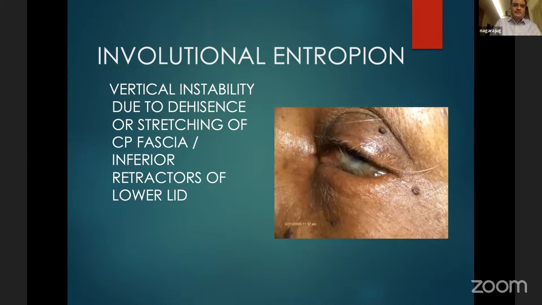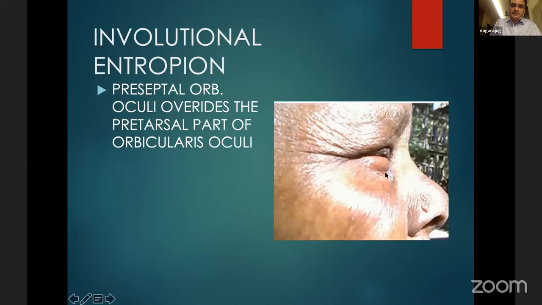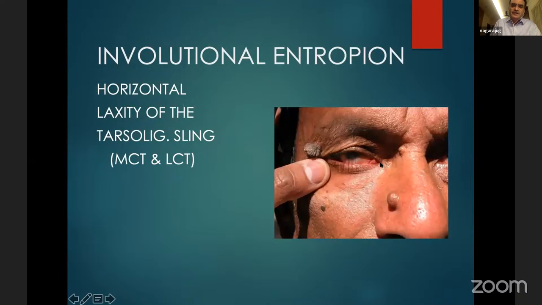So what exactly happens? These are the points which you see in any standard textbook, like Kanski also. There is vertical instability of the lid because of this lamellar separation due to dehiscence of the inferior retractors of the lids. Vertical instability is the main thing you see. And basically what will happen, the preseptal part of the orbicularis will override the pretarsal part. Here you can see the orbicularis muscle is thick, there is vertical instability, and there is an overriding of this muscle. And in addition to that, the patient will be having horizontal lid laxity.